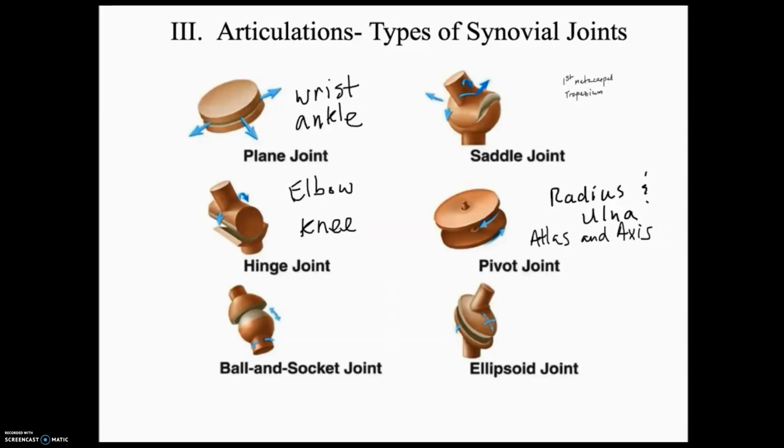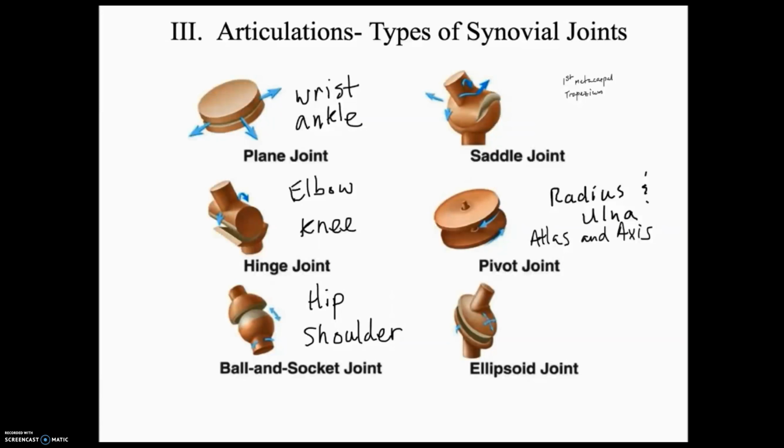The next type of synovial joint is a ball and socket joint. And in the ball and socket joint, one bone will have a structure that resembles a ball that fits into another bone's socket. Example of a ball and socket joint would be the hip and the shoulder.